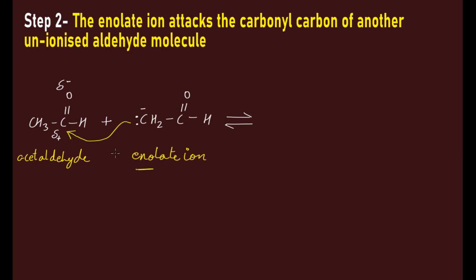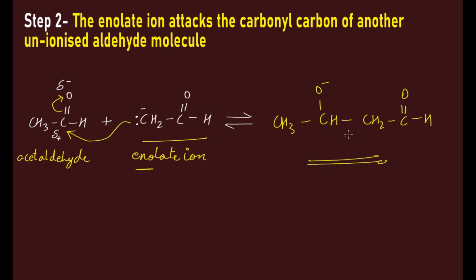Now as soon as it attacks the carbon, the electron on the double bond will move towards the oxygen, and the product that you are going to get is CH3, C, O negative, H, then this enolate ion will be there as it is, CH2, C double bond O and H. This is your second step, right? This is your intermediate form. Now it only needs one H plus ion to be attached to this oxygen. We will do this in the third step.